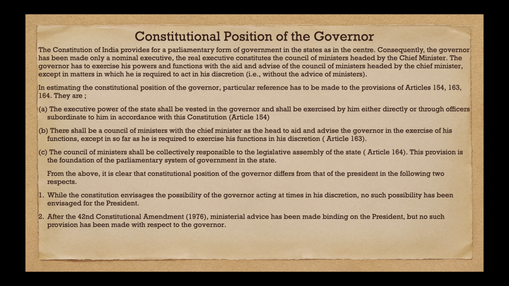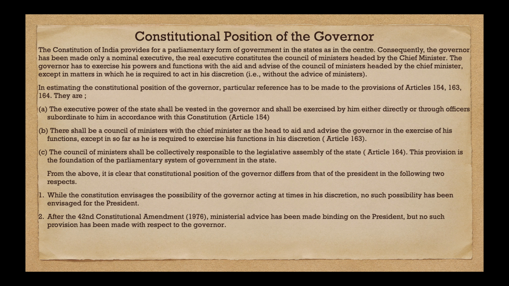The governor has to exercise his powers and functions with the aid and advice of the Council of Ministers, headed by the Chief Minister, except in matters in which he is required to act in his discretion, that is, without the advice of the ministers. In estimating the constitutional position of the governor, particular reference has to be made to the provisions of Articles 154, 163, and 164. They are: the executive power of the state shall be vested in the governor and shall be exercised by him either directly or through officers subordinate to him in accordance with this constitution.